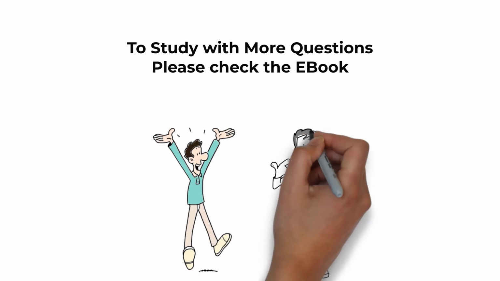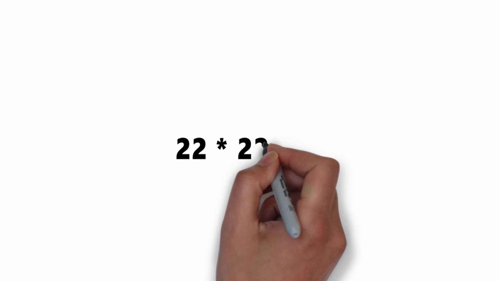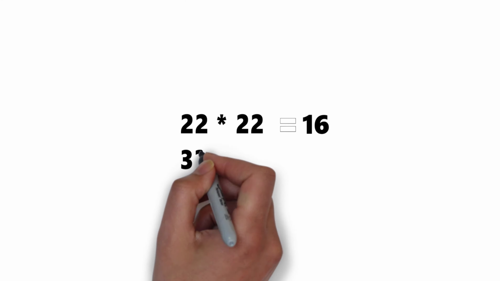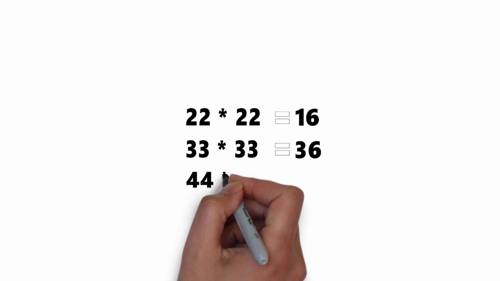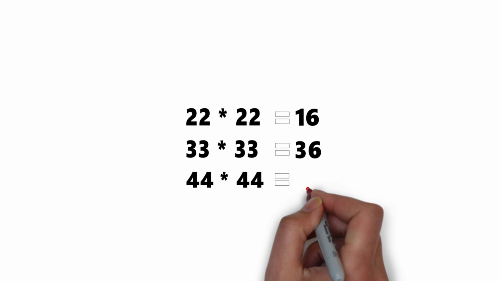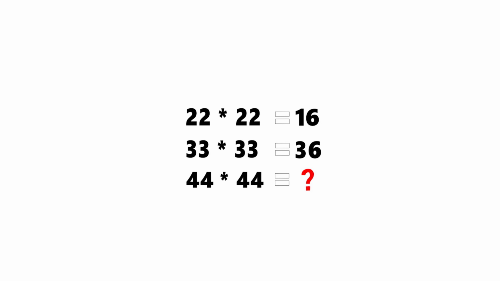You're going to love this problem because it is so confusing. You're presented with multiple sets of calculations. In our case, we have two full calculations, and one calculation is missing the final value. The first calculation is 22 multiplied by 22 equals 16. The second calculation is 33 multiplied by 33 equals 36. And then the last calculation is 44 multiplied by 44 equals question mark. And you need to calculate the question mark.